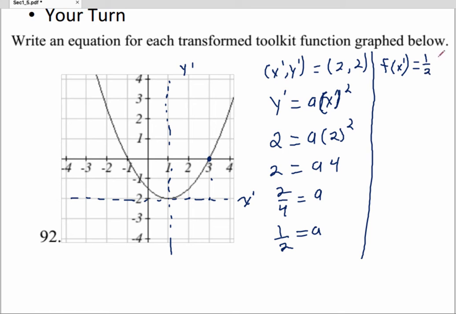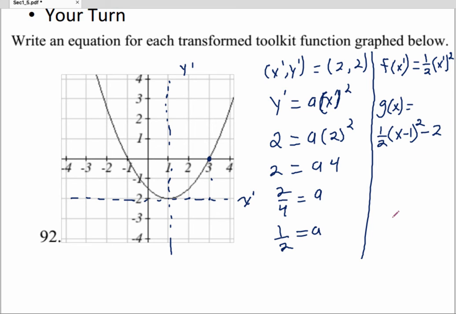It's 1/2 times x prime squared. There we go. Now I got it. Okay, so now I got to get my g of x here. In other words, I need to shift this thing. Well, it looks like I got shifted 1 unit to the right and 2 units down. So that means it's going to be equal to 1/2 times x minus 1, there's my shift to the right, quantity squared, and then down 2.